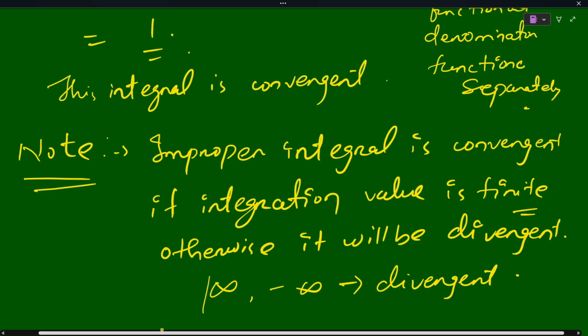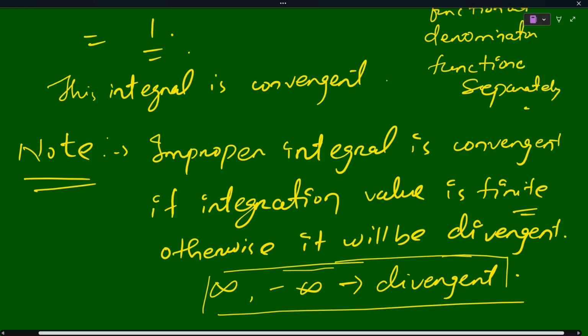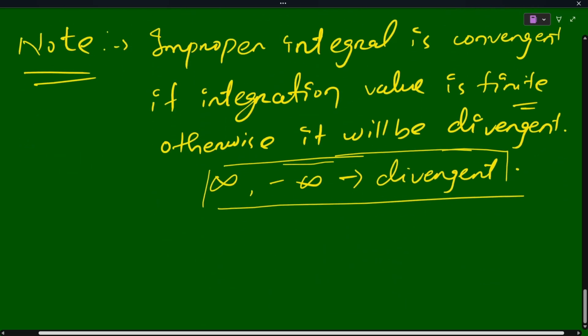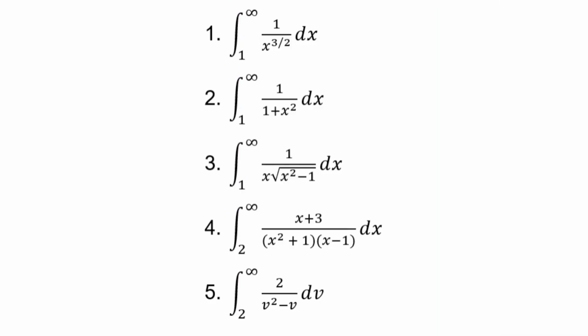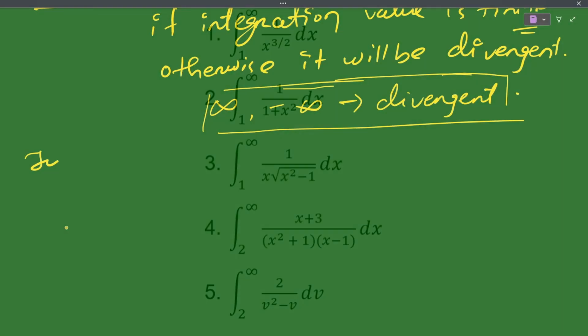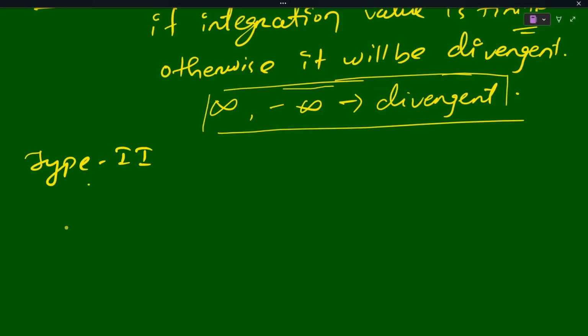Actually in exams the question comes directly like, check whether this integral is convergent or divergent. So simply you have to find the integration value, and accordingly if it is finite it is convergent, otherwise it will be divergent. Now we will see the next type of integration, which is type 2. There are not exactly these terms type 1 and type 2, but we're just categorizing it to understand better.